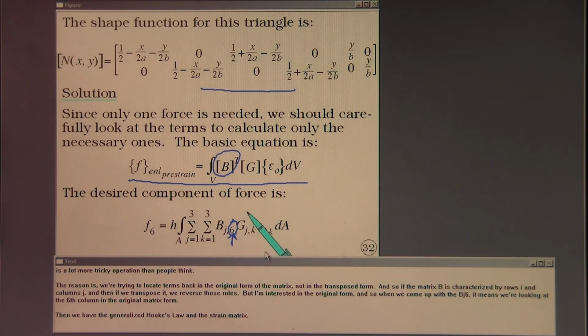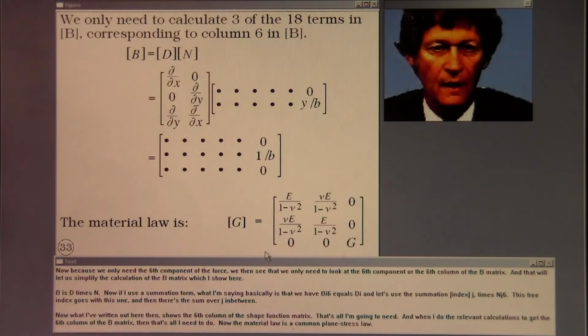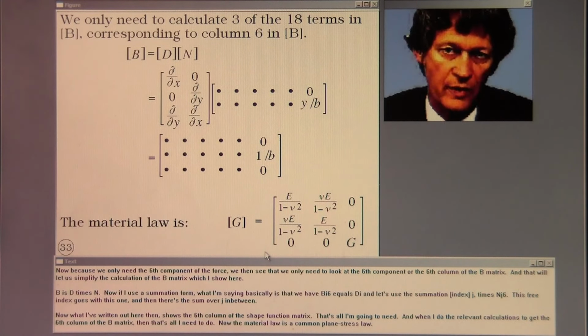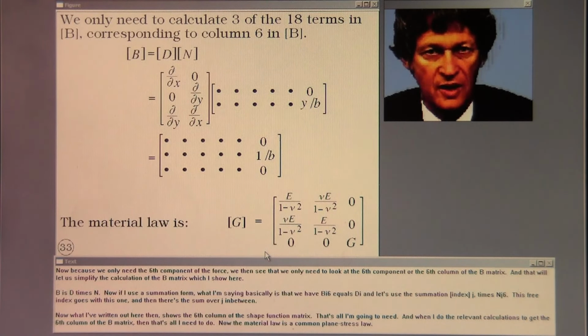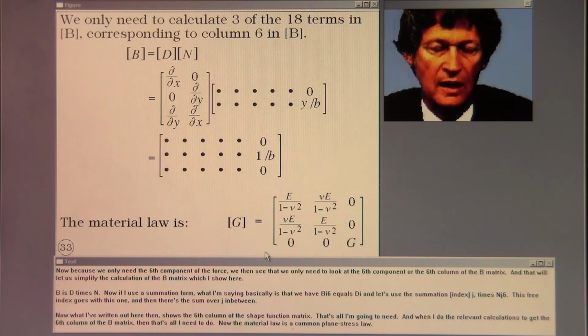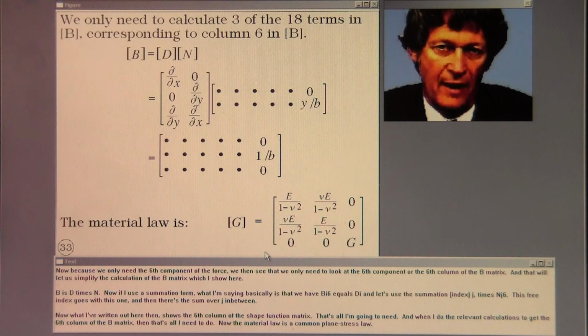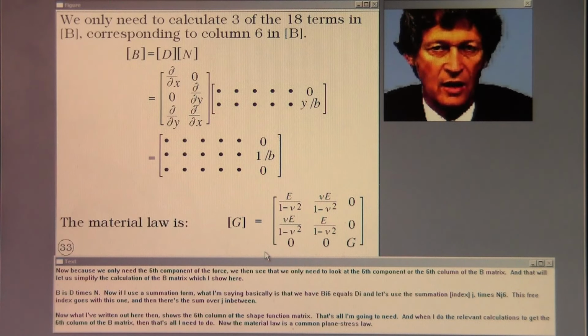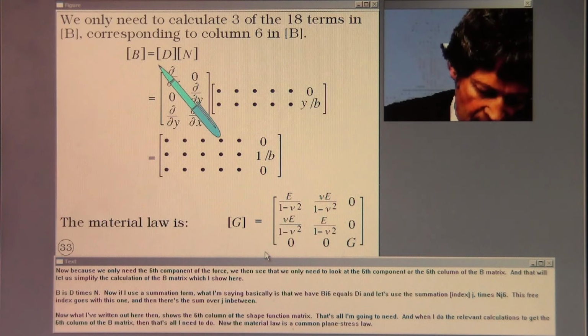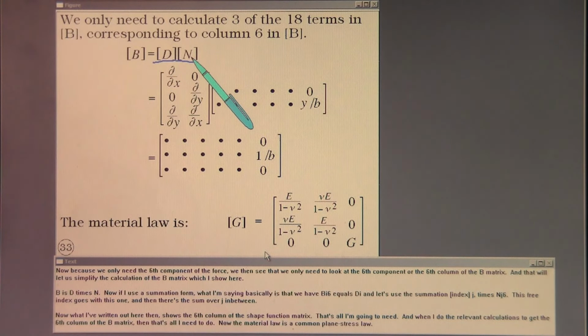Then we have the generalized Hooke's law and the strain matrix. Now, because we only need the 6th component of the force, we only need to look at the 6th component, or the 6th column, of the B matrix. And that will let us simplify the calculation of the B matrix, which I show here. B is D times N.